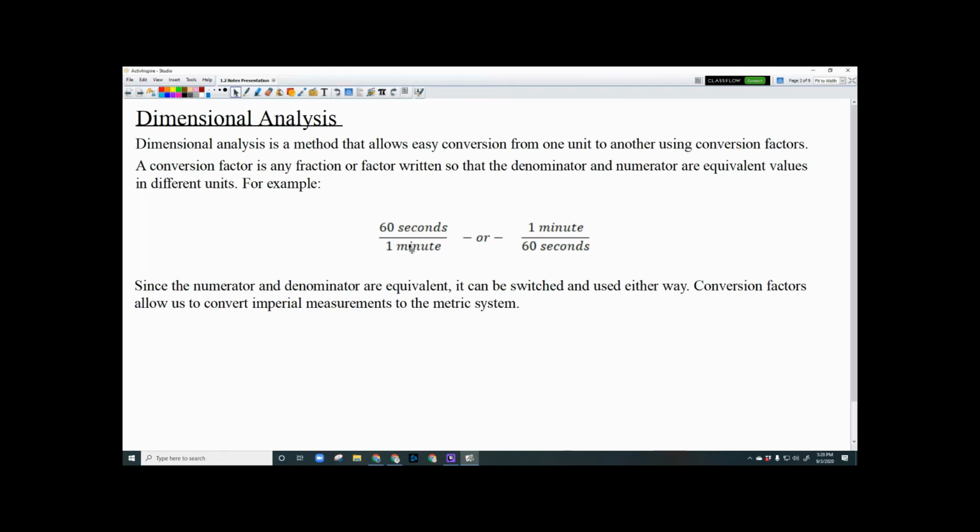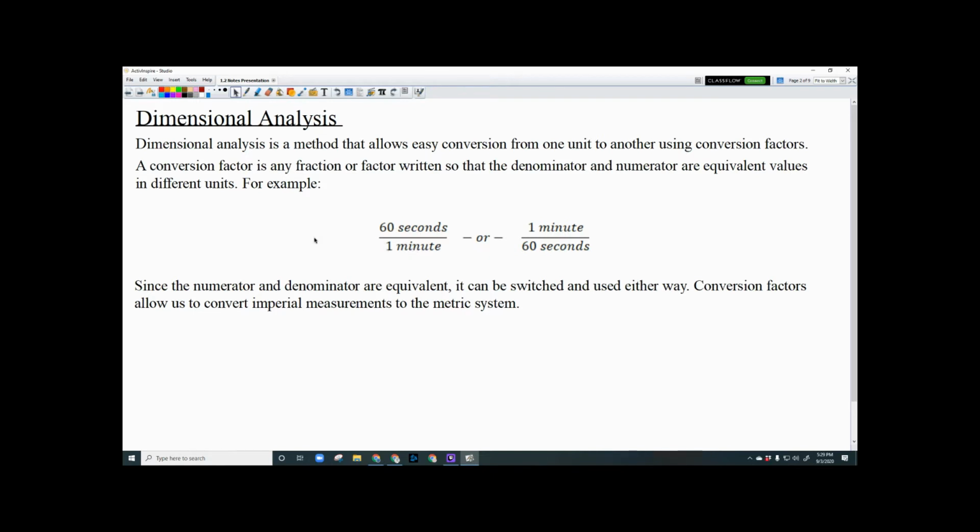But we can write this as a fraction, one over the other, two different units. And because this is equal, we can write it with seconds on top and minutes on bottom, or we can flip it where minutes is on top and seconds is on bottom, so that we can use it however we need to use it in our problem. And I'll show you what I mean by that in just a moment. Okay, but these are two things that are equal.